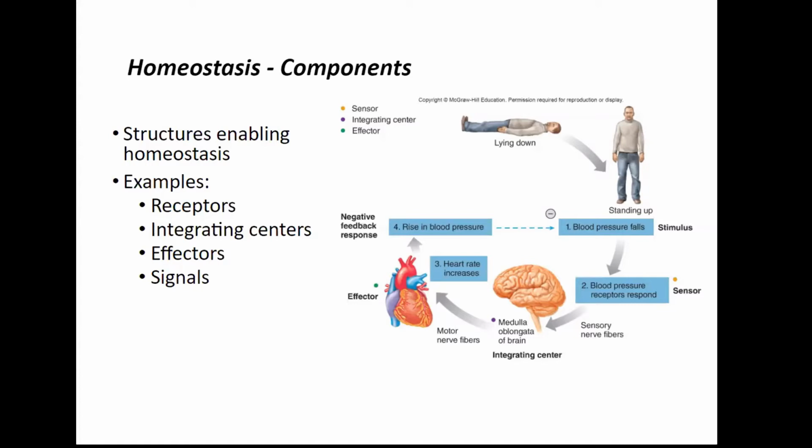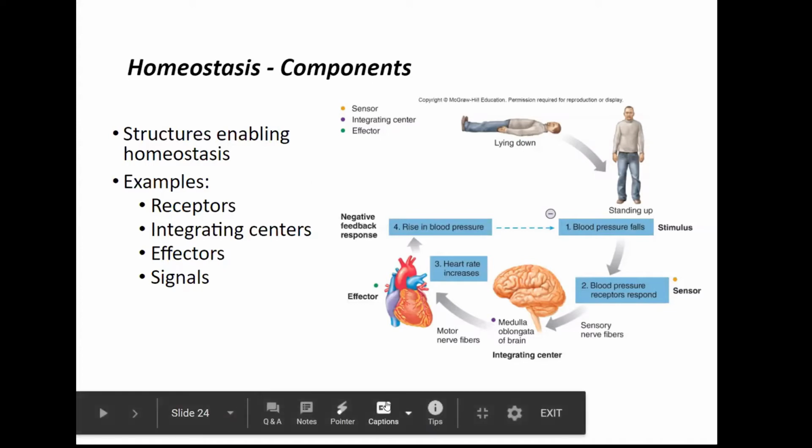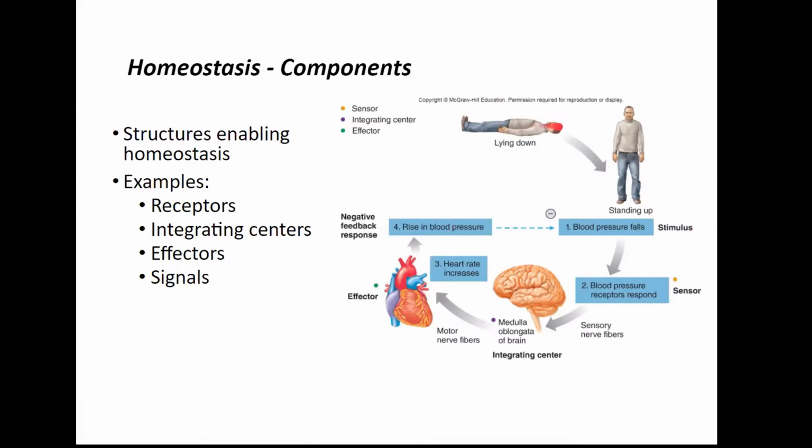This is a typical pathway for a negative feedback loop. So in our typical pathway to maintain a homeostatically regulated variable, we first have, I want a pointer here, okay. So we start out with some sort of change in the body. So here, we're looking at a change in blood pressure due to a change in position.